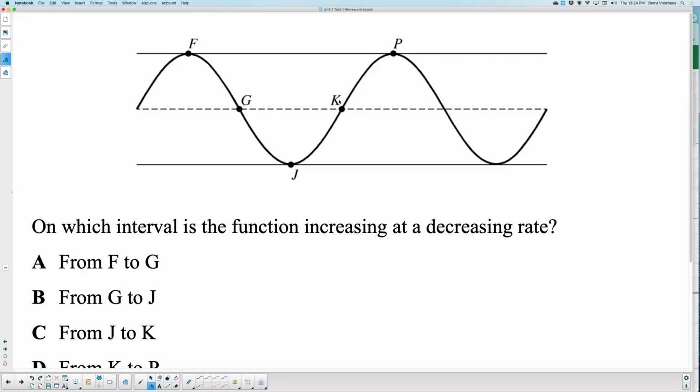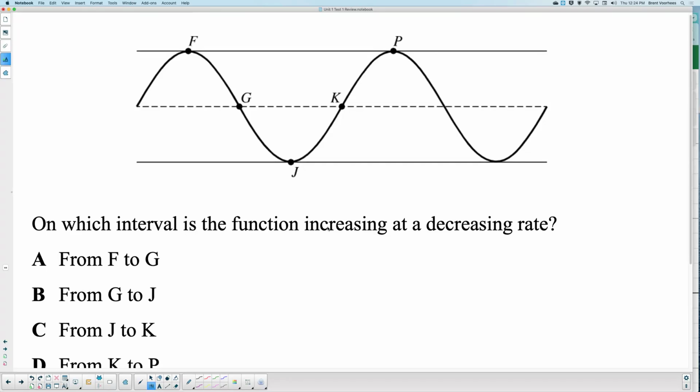Now, I want to try to mix it up. I want to use different words to see how good you are at your vocabulary. So we're going to take a look at these. This next one says, on which interval is the function increasing at a decreasing rate? So now you have to really do some thinking here. Where is the function increasing? And you need to think about, what does that mean? And then at a decreasing rate, what does that mean?